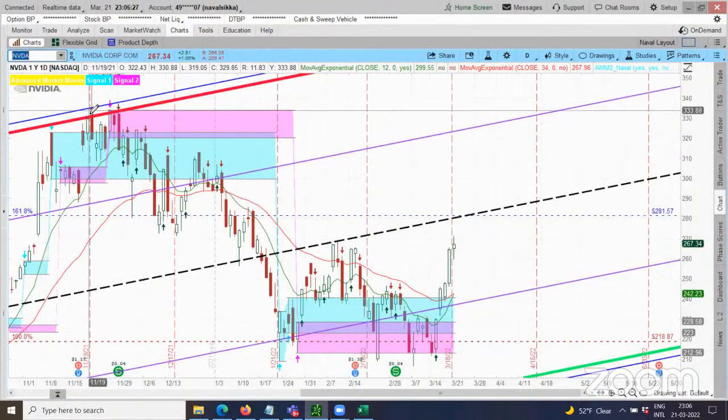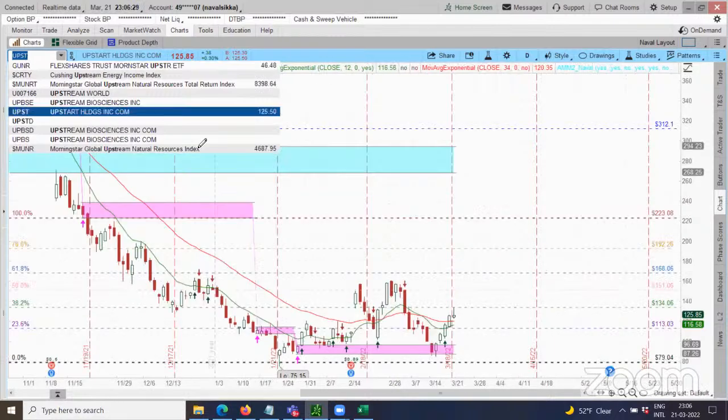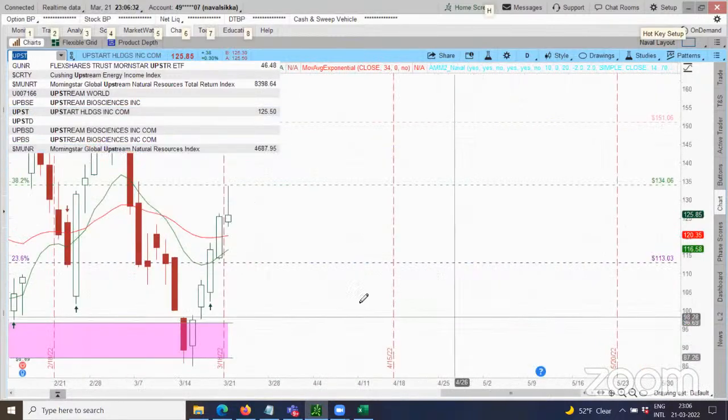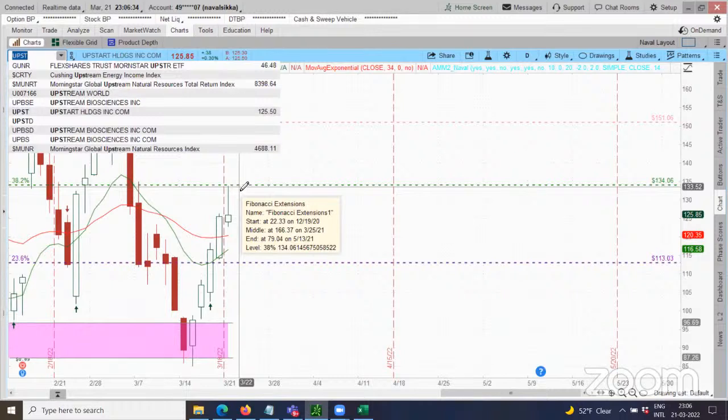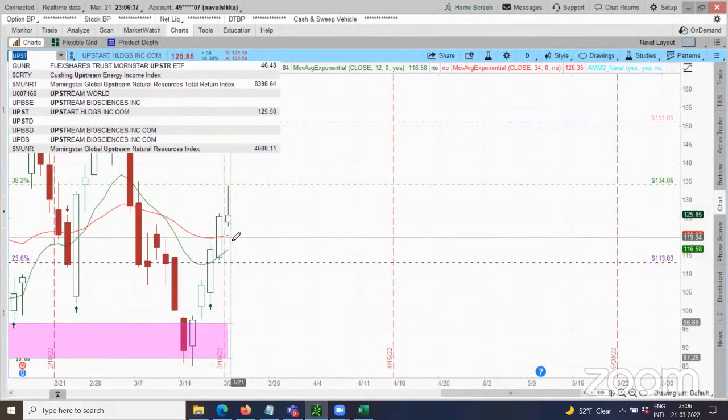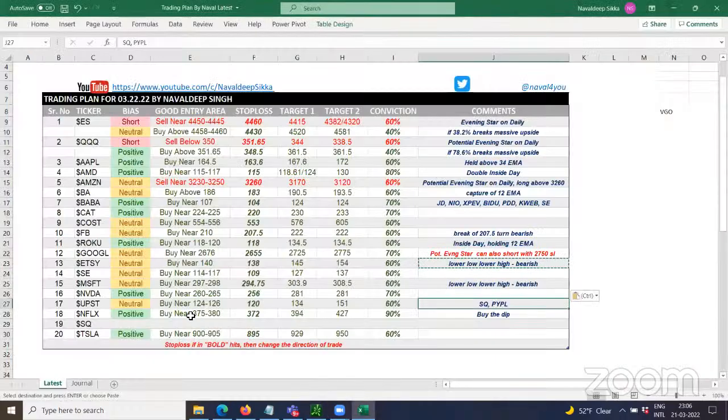UPST, again UPST did the target of 134 here, and again I would love to add this at 120 if there is market momentum. This will be a good entry area. 120 is a stop loss. 124, 125. It did 134, it already did the 134 target. So again, if you want to repeat it, you can repeat it, but bearish below 120.